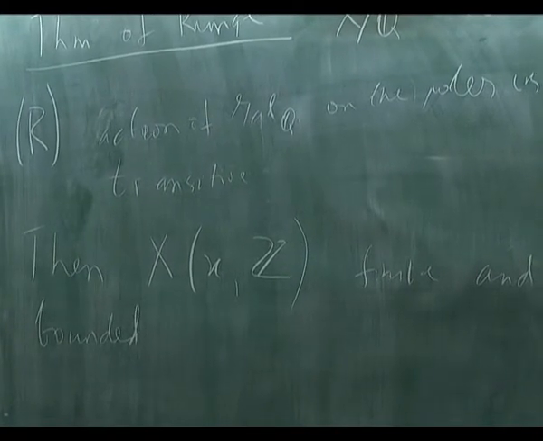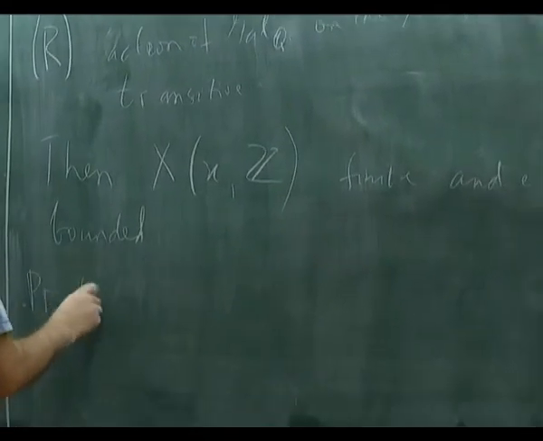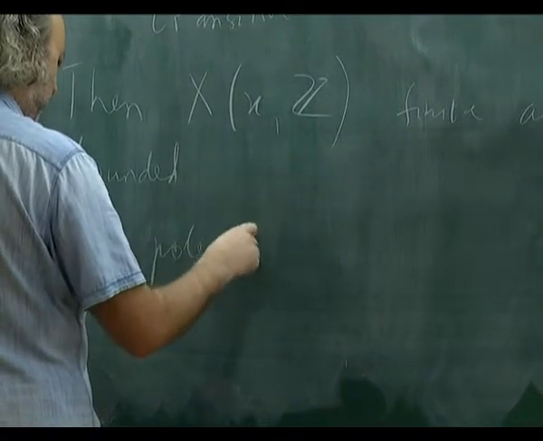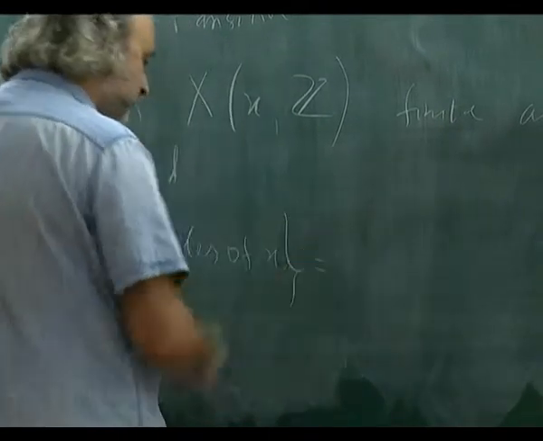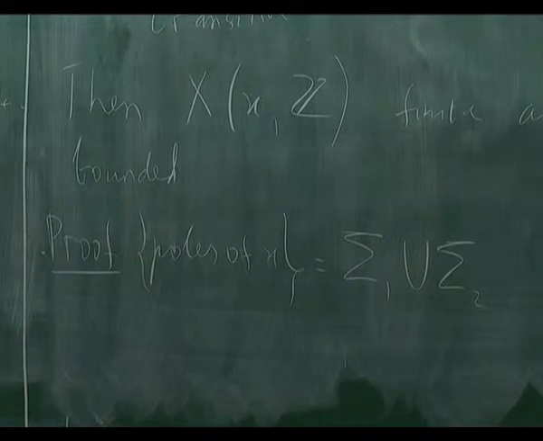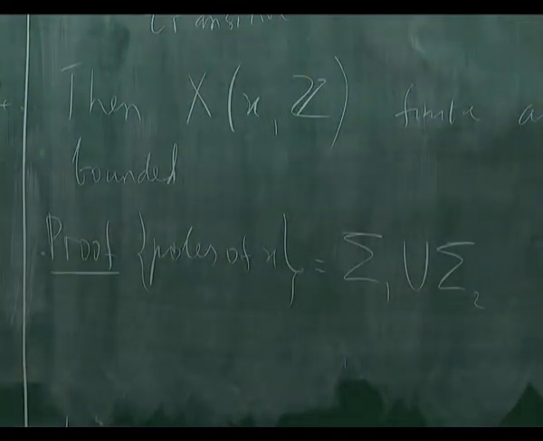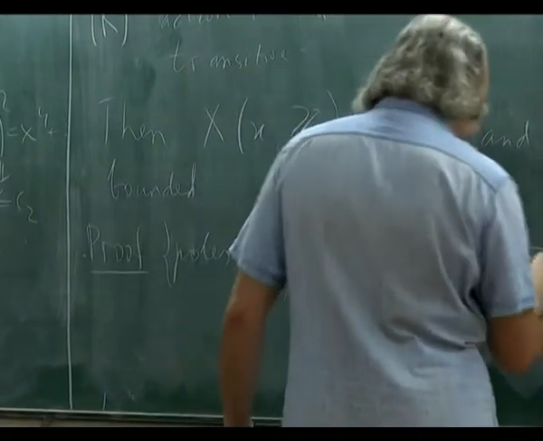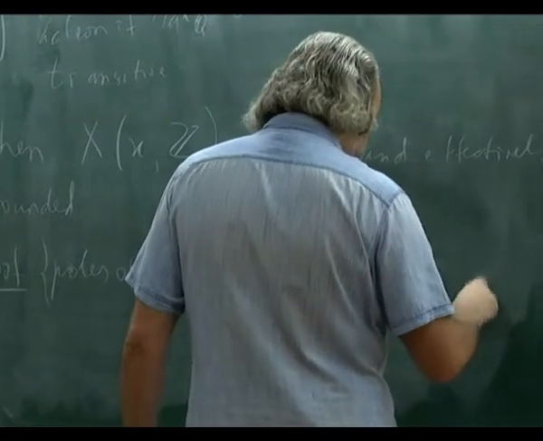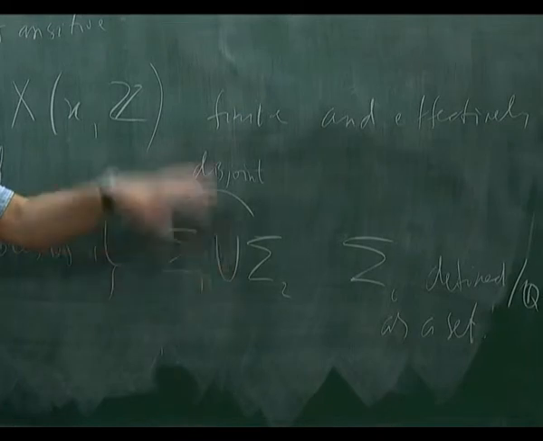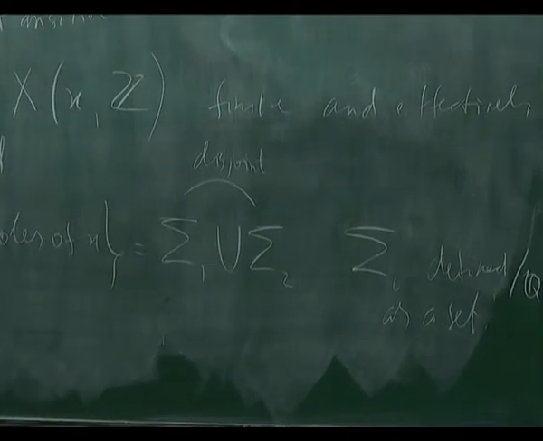How is it proved? The proof is very quick. We write poles of X as the disjoint union, and each sigma I as a set is defined over Q. So they are non-empty, so we have a partition into two sets. So this follows from the condition.